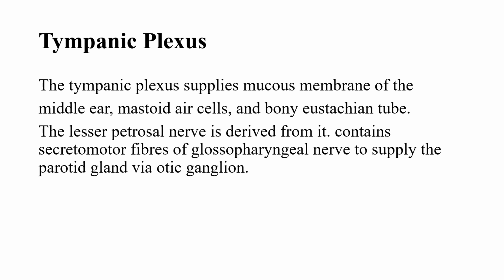And what this plexus does, it supplies the mucous membrane of the middle ear. It also supplies the mastoid air cells, as the mastoid antrum will have certain mastoid air cells, and also the eustachian tube, the bony part of the eustachian tube. You know that the eustachian tube has a bony part and a cartilaginous part. So only the bony part will be supplied by the branches from the tympanic plexus.